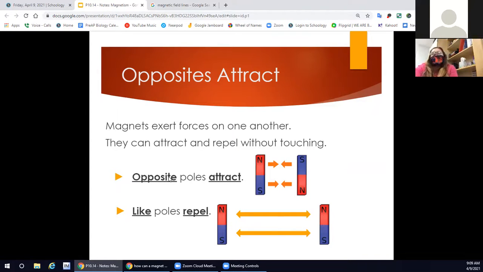And I really wish we had magnets so that way y'all could play with them. But y'all aren't allowed to touch anything here in school. If you have magnets at home, go ahead and try it. Put them close together. You're going to see them attach. Flip one of the magnets, and you're going to see it not attach. It's going to be pushing away, sort of.